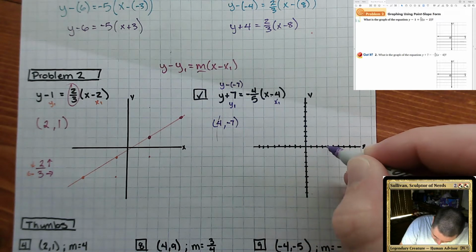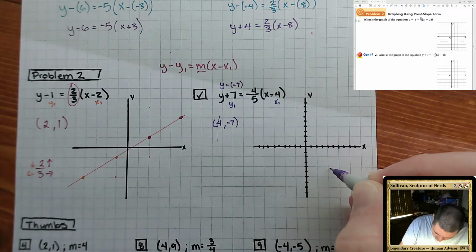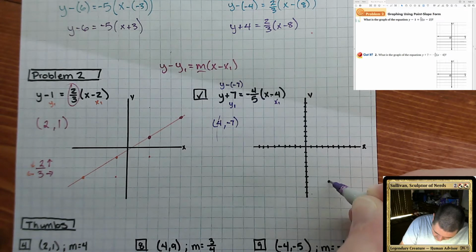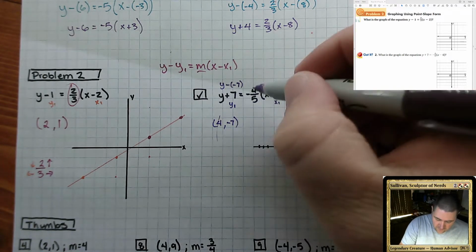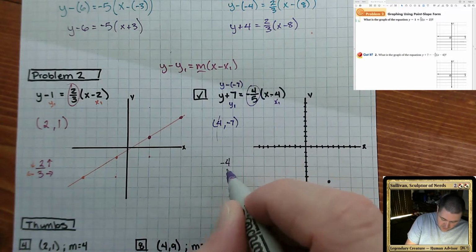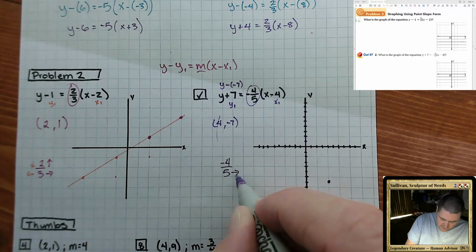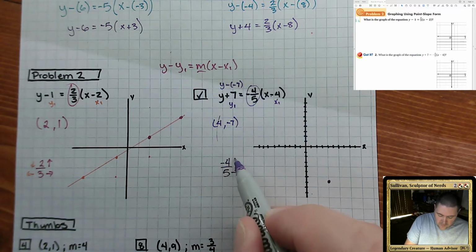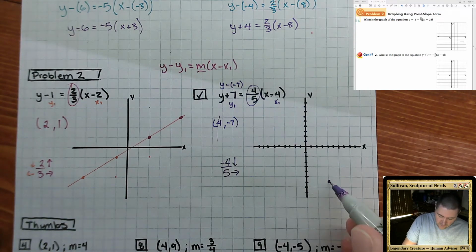So my point starts at 4, -7. So 1, 2, 3, 4, down 7, 2, 4, 6, 7. And from there, I'll use my slope, -4/5. -4/5, we always go to the right. Negative tells me we'll go down. So from here, down 1, 2, 3, 4. I had to go a little bit off-road. Right, 1, 2, 3, 4, 5.